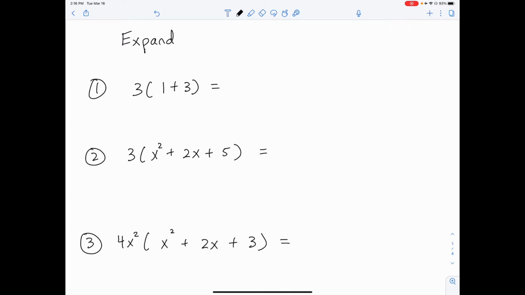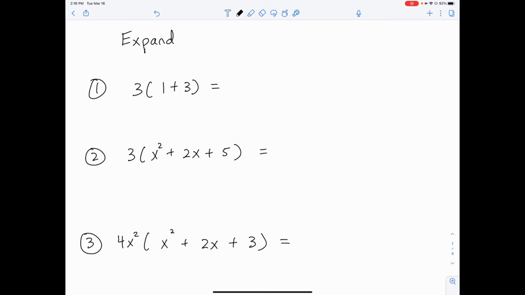Hello everyone, today we are talking about expanding. Let's first go over what we need to know about the basics, and then we'll apply it to all types of expanding for binomials, trinomials, so on and so forth. So first of all, let's take a look at the first one.